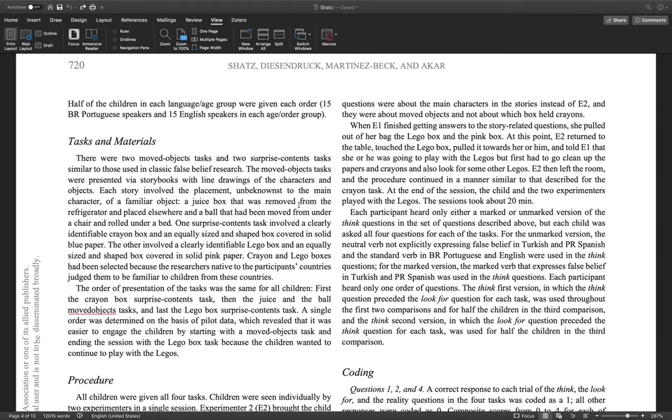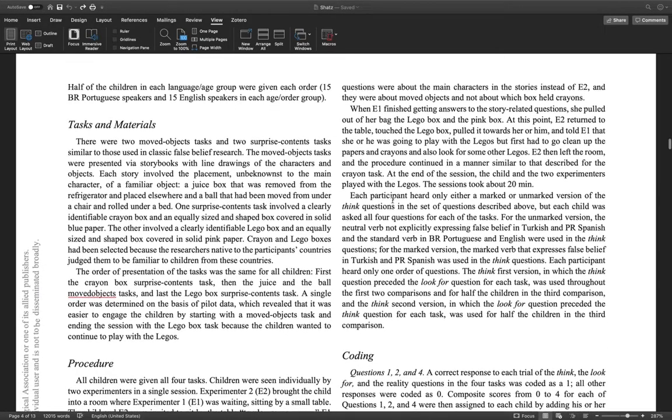They removed objects and not about which box held crayons. So basically now they're testing the idea again in two stories. So you got in person, you got in stories, same thing. You're still measuring the same four questions.